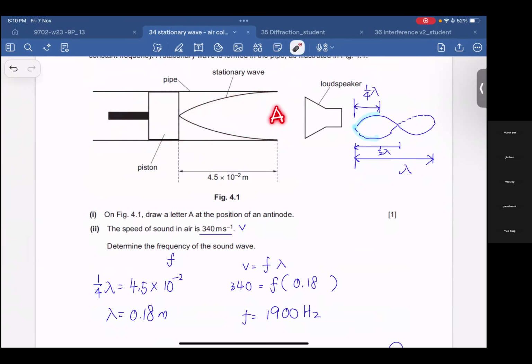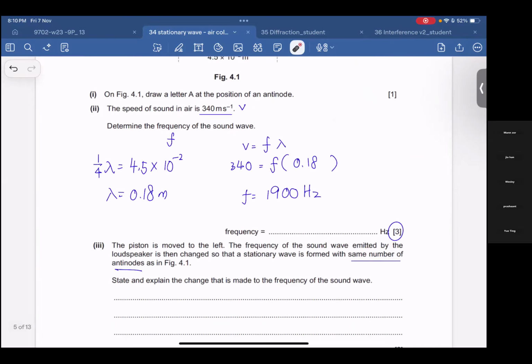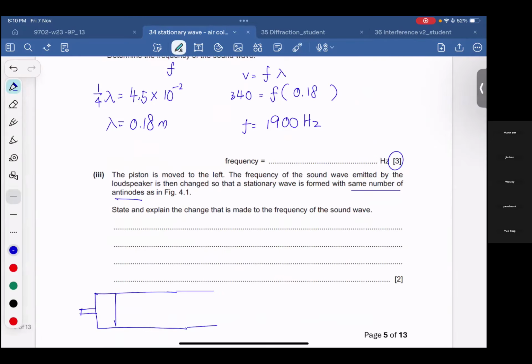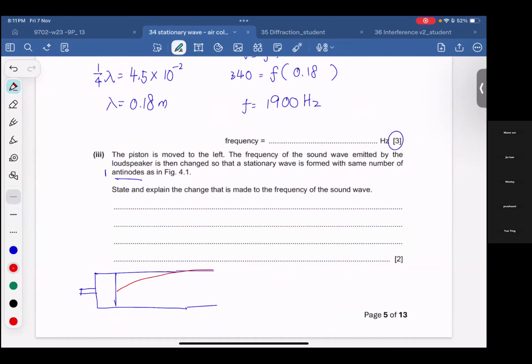But at the end, they say that they adjust the frequency so that they have the same number of anti-nodes. I only have one. So right now, I go to my new position here, and I am still getting only one. They adjust until they get back this pattern, only one anti-node. Same number of anti-nodes. So if like this, that means the length here becomes longer.